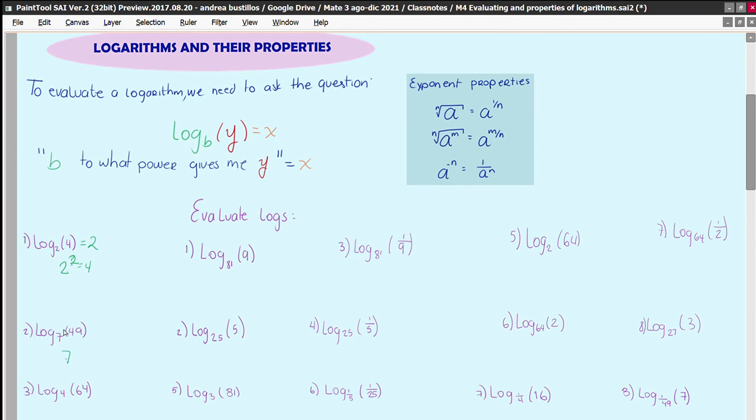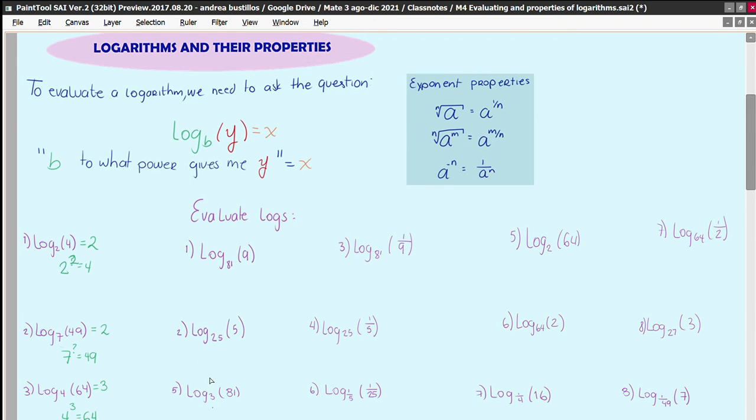Now, 7 to what power gives me 49? The answer again is 2. The answer of the logarithm is the power at which you have to raise the base to obtain this value. Now, 4 to what power gives me 64? 4 to the power of 3 gives me 64, meaning that this answer is 3.